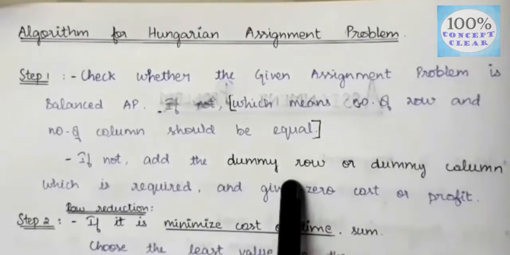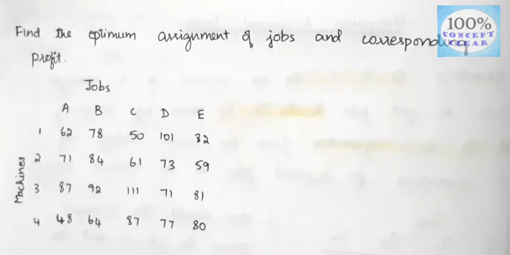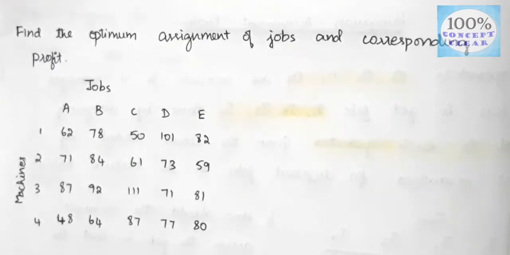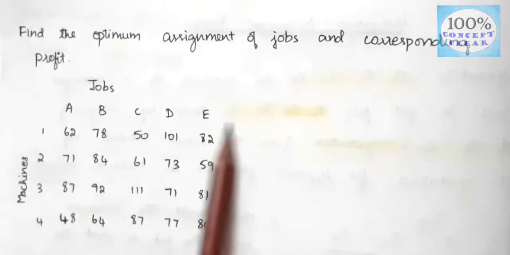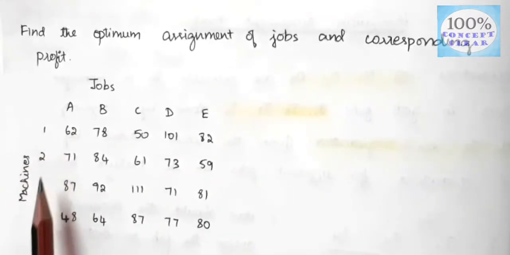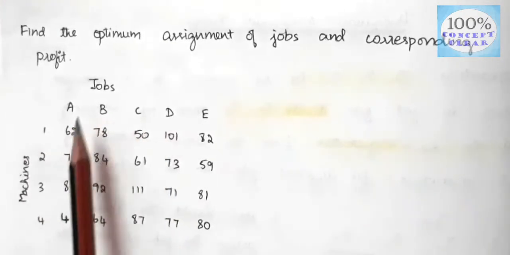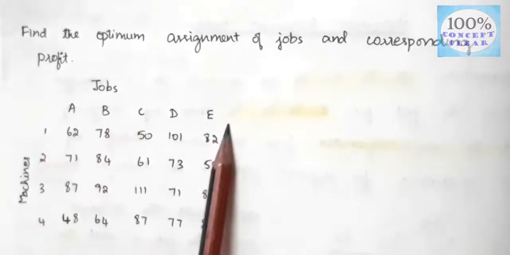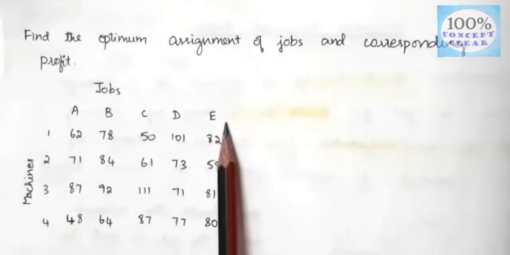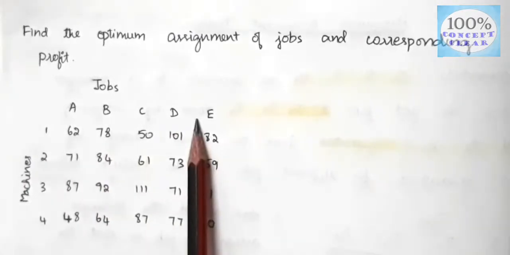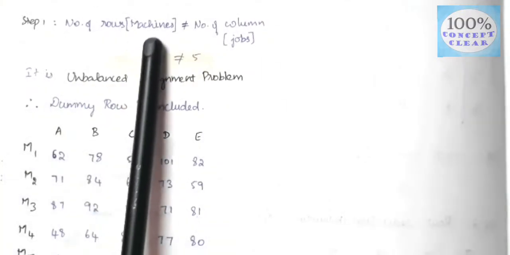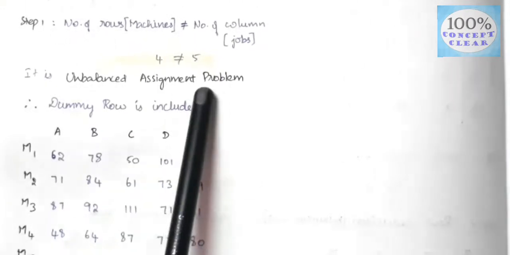So let us apply step 1 in the problem. As per the first step, we should compare our rows and columns to find whether those are equal. Row wise, we have 1, 2, 3, 4 rows, and in columns we have 1, 2, 3, 4, 5 columns. So we have 4 rows and 5 columns. Therefore, it is not equal. The number of rows, that is machines, is not equal to the number of columns, that is jobs. We have 4 machines and 5 jobs. Therefore, it is an unbalanced assignment problem.